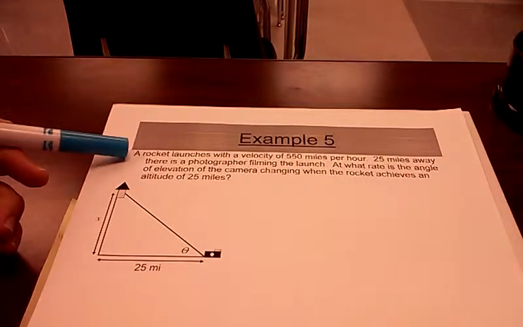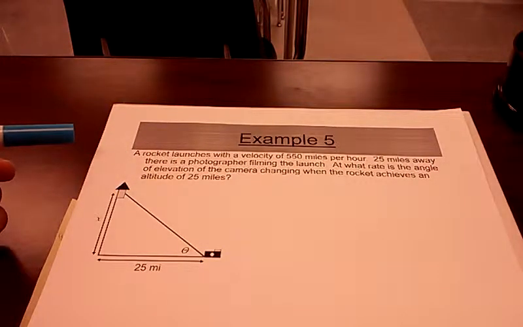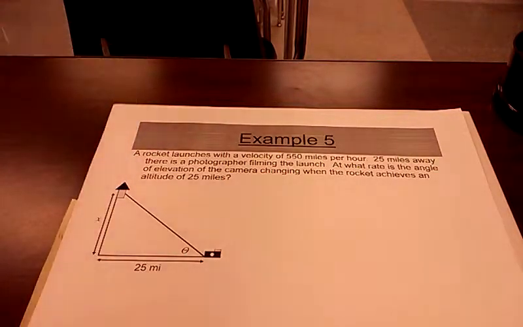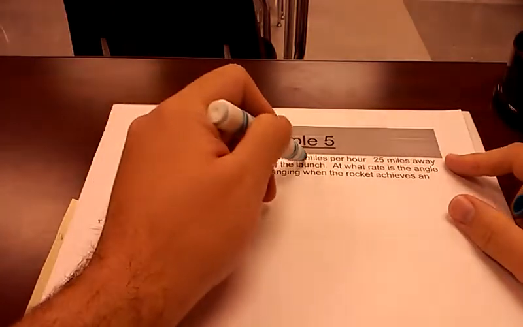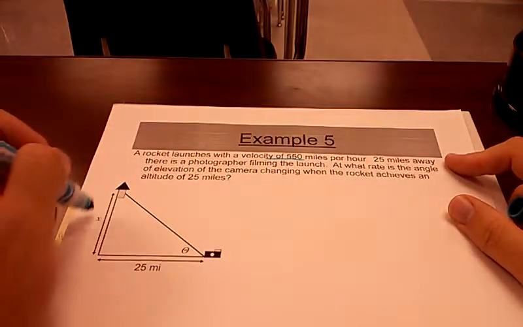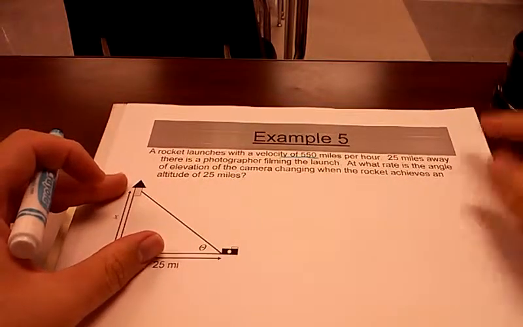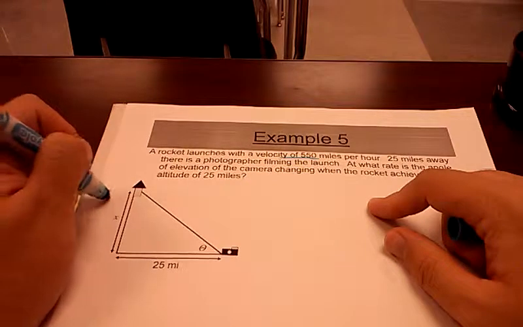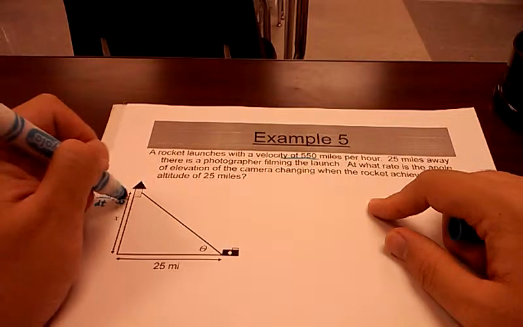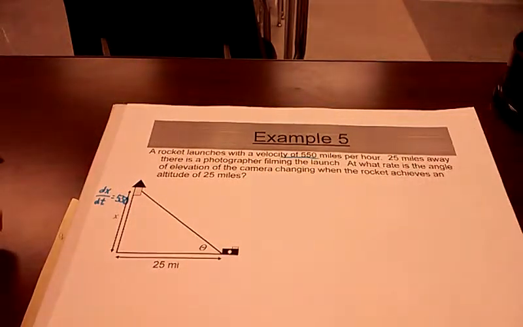All right, for this problem, it says a rocket launches with a velocity of 550 miles per hour. Now, think about a rocket. It's launching off, so shooting up, right? So, velocity is the derivative of the position function. So, when it says the velocity is 550 miles per hour, then that means that if this is labeled x, which I know most people would label that y, but let's just stick with it, then this derivative of x with respect to time, that would be 550 miles per hour.